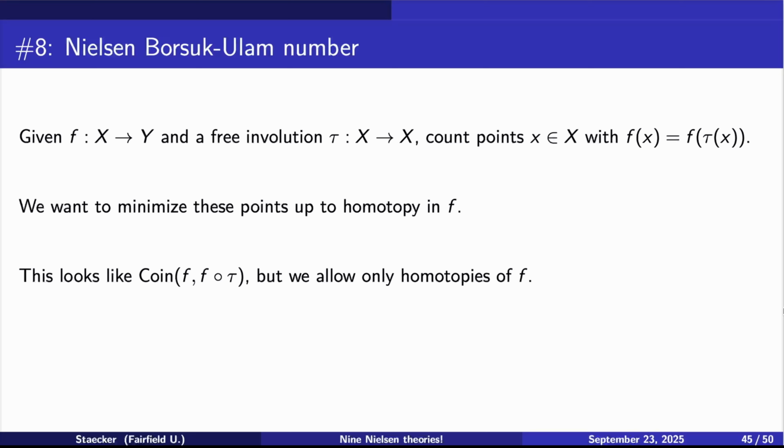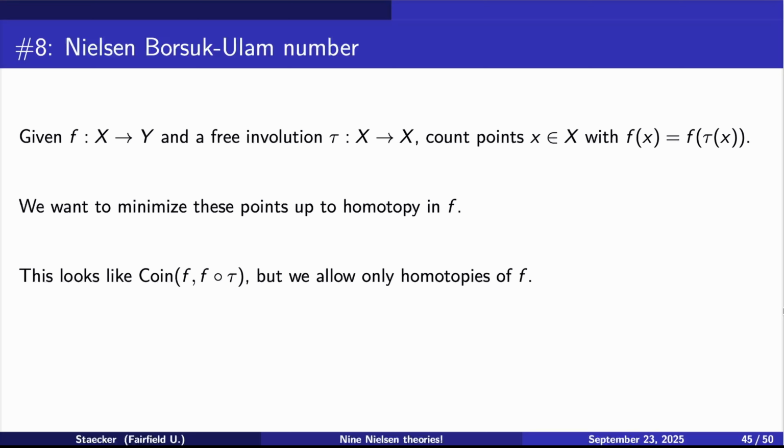We want to minimize those points by changing f by homotopy, all right? And again, this looks like a coincidence problem, coincidence of f, comma, f composed with the involution, right? That's what this is. But in the setting of the Borsuk-Ulam, you only want to change f by homotopy. If you just look at Nielsen coincidence theory, you would change f by some homotopy, and also you would change f composed with tau by some other homotopy, but this is not what we want. We want to only change f on both sides by the same homotopy, all right?